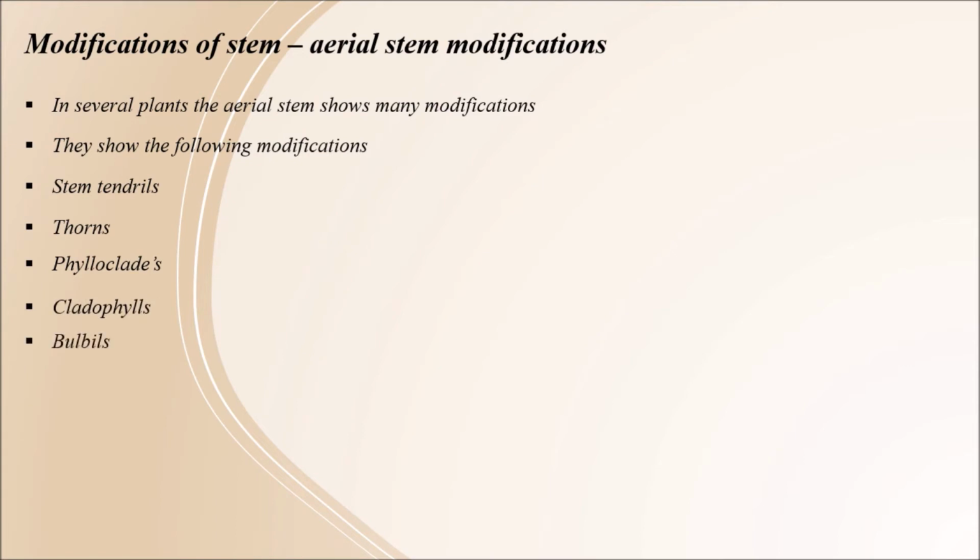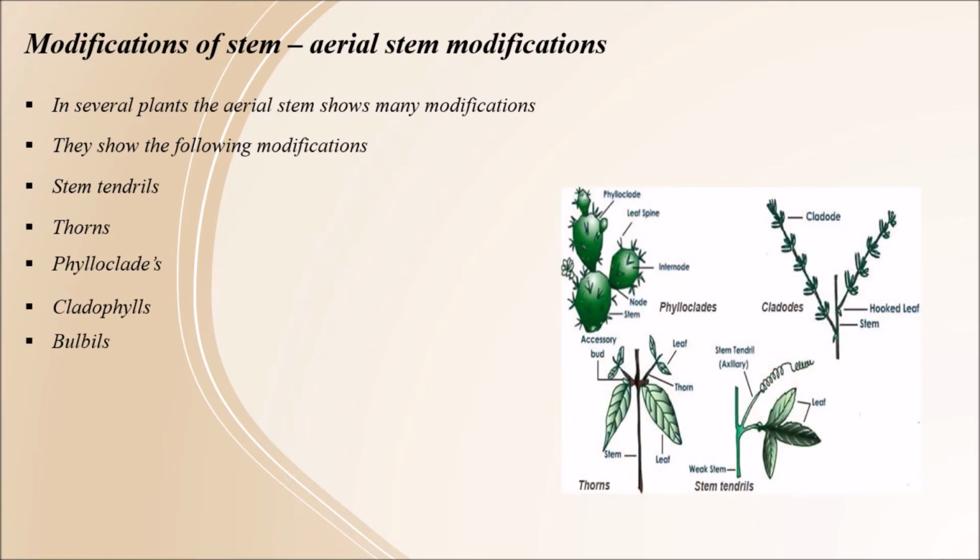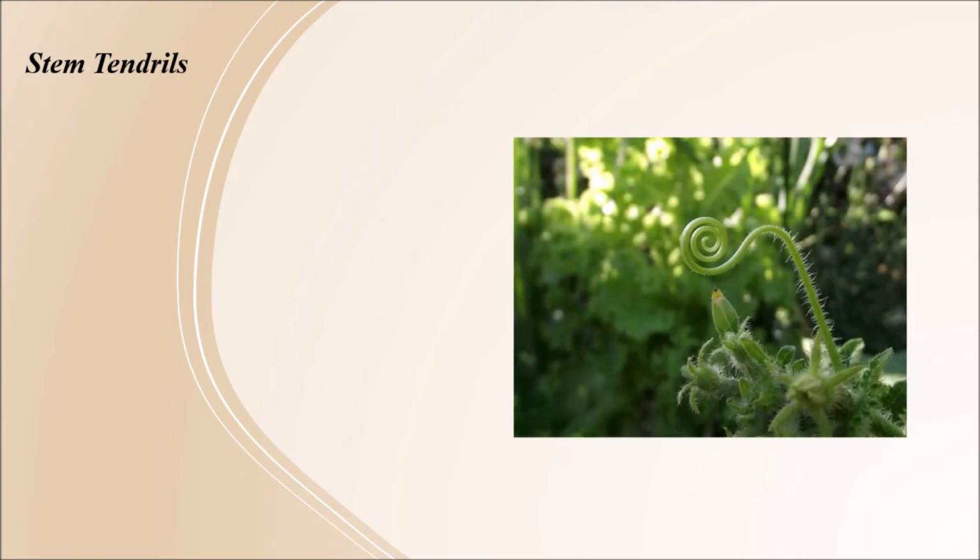So what are the modifications which we can see in aerial stem in general? Stem tendrils or tendrils, thorns, Phylloclades, Cladiophils, and bulbils. We can see the image of the four which I have mentioned: Phylloclades, Cladiodes or Cladiophils, thorns, and stem tendrils. Coming to stem tendrils, you can see the image of the tendril.